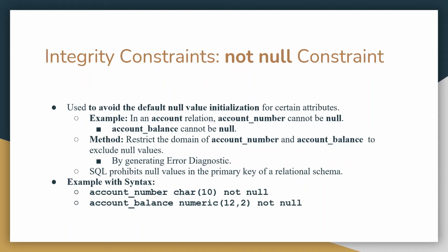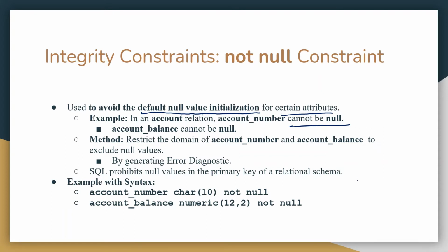First of all, what is it used for? It is used to avoid the default null value initialization for certain attributes. We all know that a null value is assigned many times by default when we create a relation, but in some cases it may not be right to just initialize the attribute values as null. For example, in an account relation, we cannot initialize the account number simply by null because most of the time the account number is the primary key, so it cannot be null.